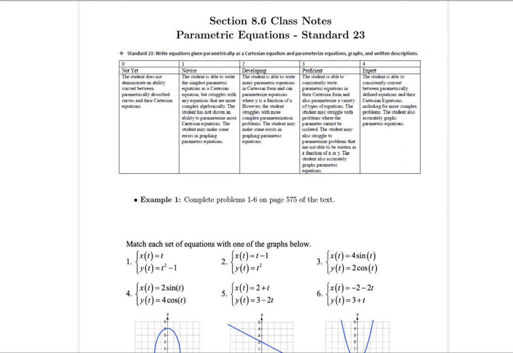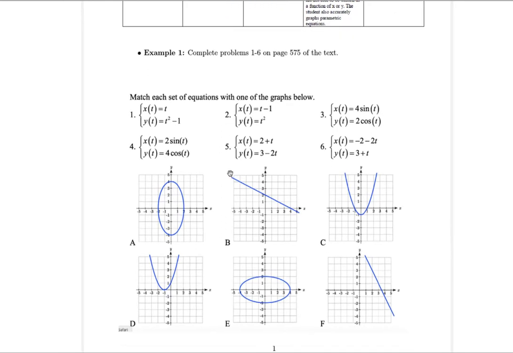All right, so in this set of class notes, we're just going to continue to explore this idea of parametric equations. And I apologize here, I didn't have this actually in the notes, so in your set of notes, you're not going to see this down here. But what you can do is open to page 575 in your book, and we're going to take a look at this multiple choice example together.